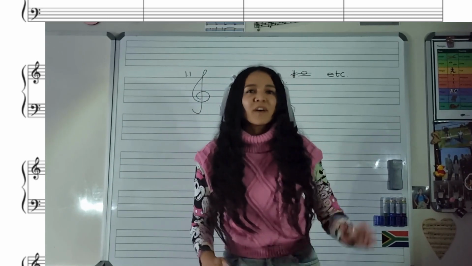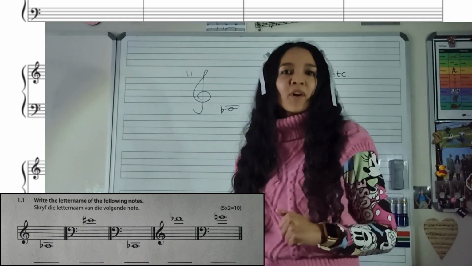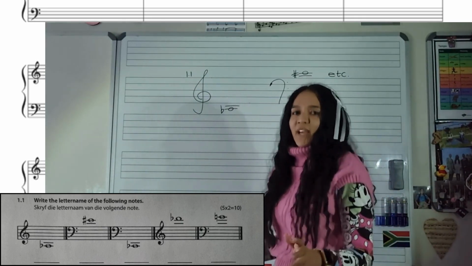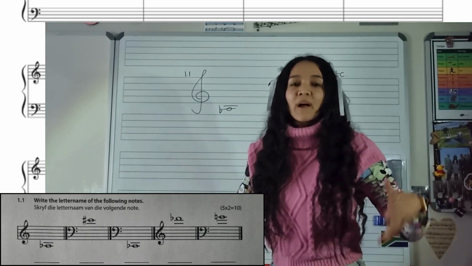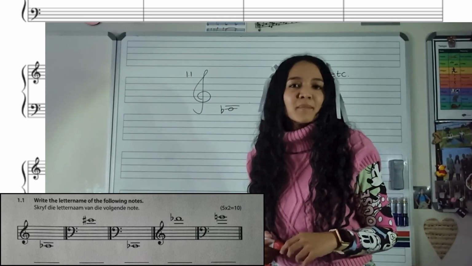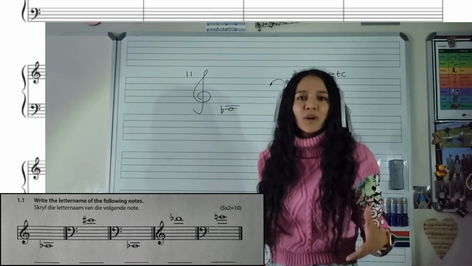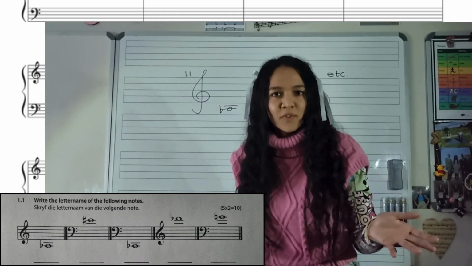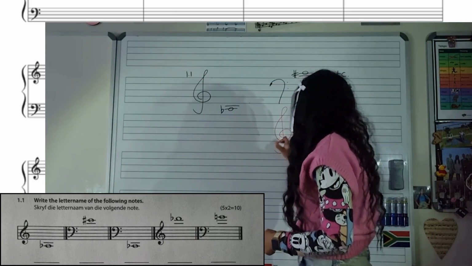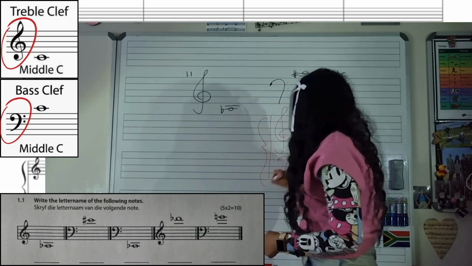In 1.1 they ask of us to write the letter names of the following notes. Now of course at this level we are only still dealing with treble clef as well as bass clef. So as you know, you would need to orientate yourself around middle C in order to answer questions in both clefs. Because if we are not piano players, odds are that we only use one of these clefs, and we do need to know the notes and note names in both clefs.